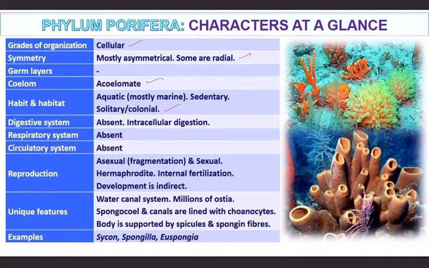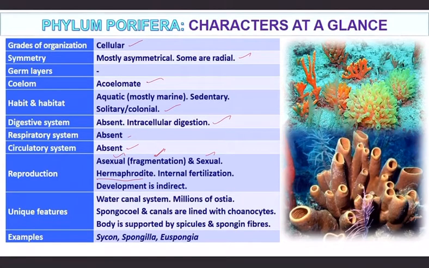Now we go to the next phylum. Rather, we will go at a glance. The grade of organization is cellular, and the symmetry is asymmetrical, and some are radial. There are no germ layers. Acoelomate, aquatic, mostly marine, sedentary, solitary, colonial. Digestive system absent. Intracellular digestion is present. Respiratory system absent. Circulatory system absent.